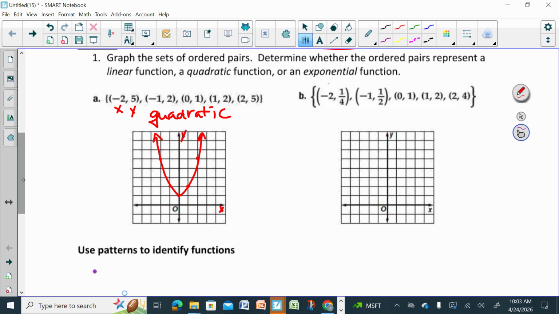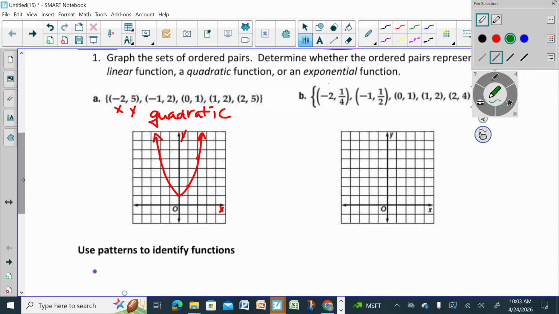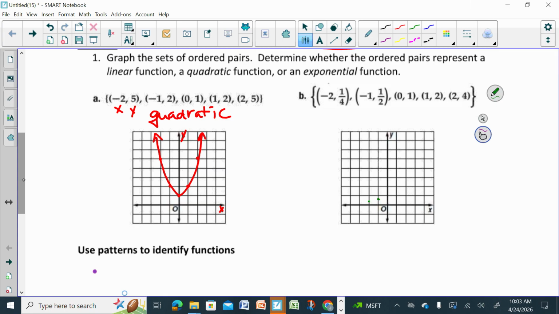For the second part here, -2, 1/4. So we're just going a little bitty right there. Guesstimate 1/4. -1 and a little bit higher at 1/2. 0, 1. 1, 2, and 2, 4. And so this one is starting to do that curve, and you can see the numbers keep doubling. 2 to 4, 1 to 2, 1/2 to 1. A doubling or a tripling or dividing, that sort of thing. Those are characteristics of an exponential.